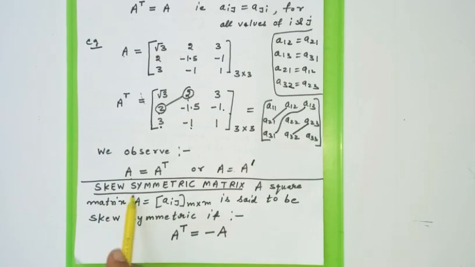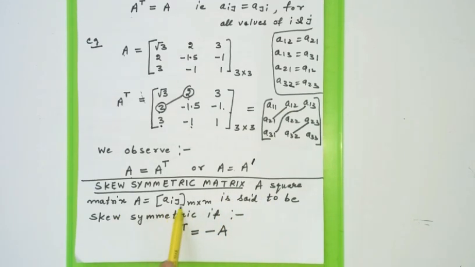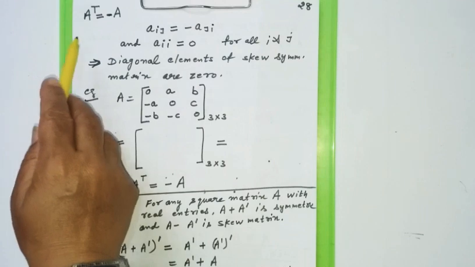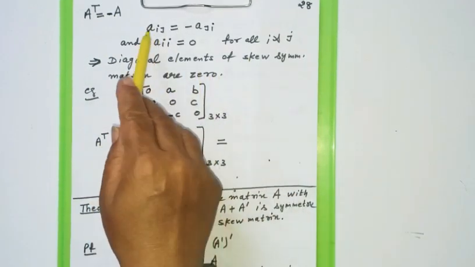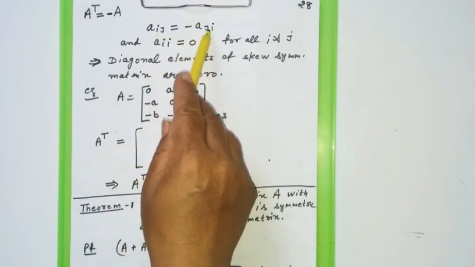Now we discuss skew symmetric matrix. A square matrix A, Aij, m cross m, is said to be skew symmetric if its transpose is equal to negative of A. So what was happening in case of symmetric matrix was that A transpose was equal to A. But in case of skew symmetric matrix, A transpose is coming out to be negative of the matrix A. For a skew symmetric matrix, A transpose is negative of A. This means that Aij is equal to minus Aji.